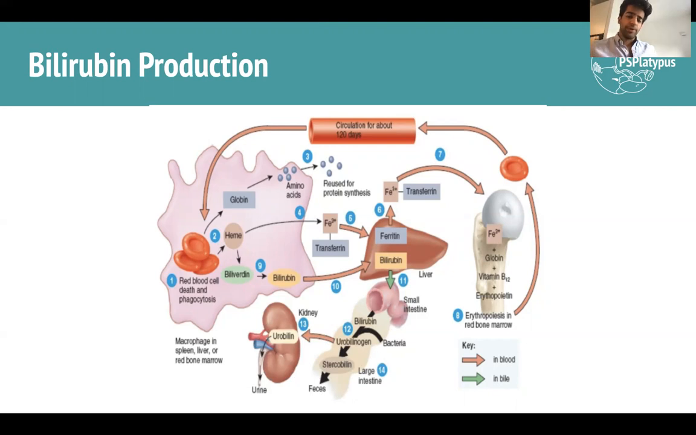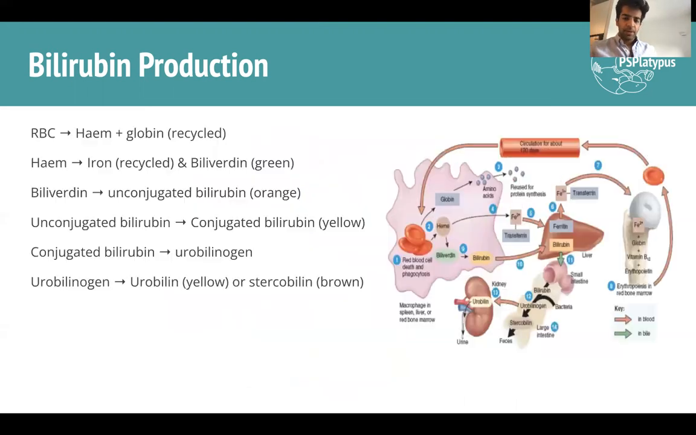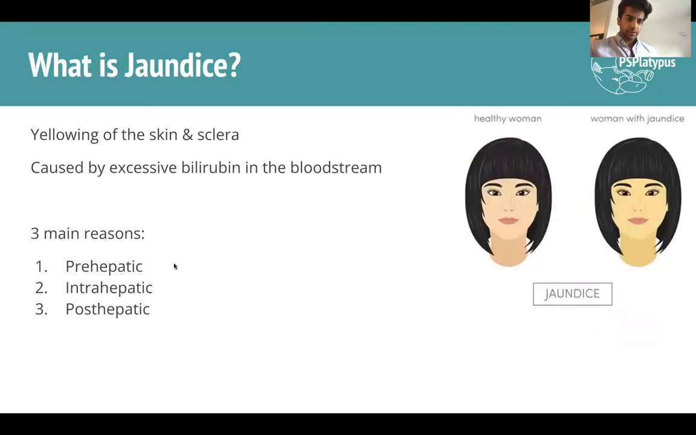So you can think of what would happen if you didn't have that. Okay, this is pretty much an outline. I think I've talked through all of this. And the colors, colors are not that important, but greenish in the gallbladder, orange, yellowish in the blood, and then brown at the end for stercobilin, or yellow for urobilin.